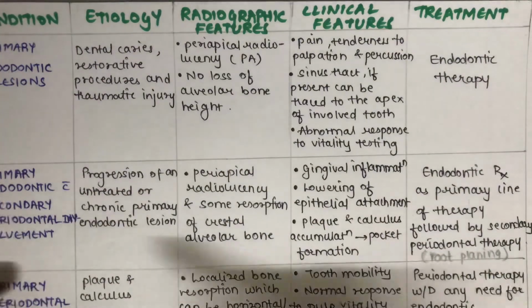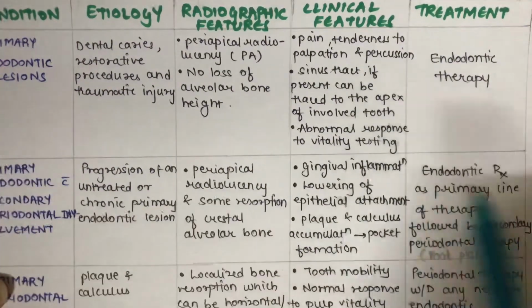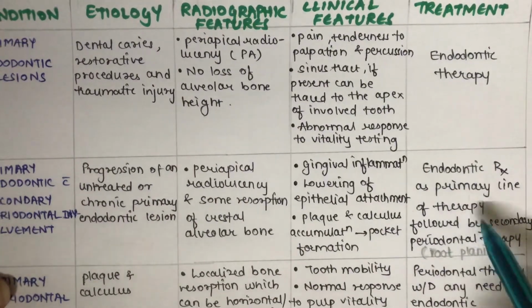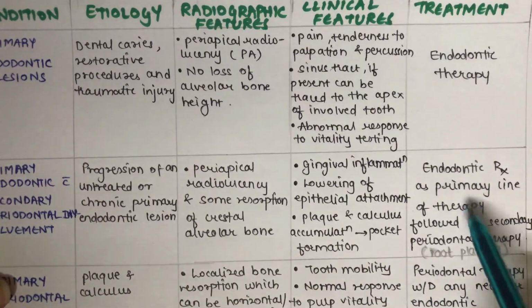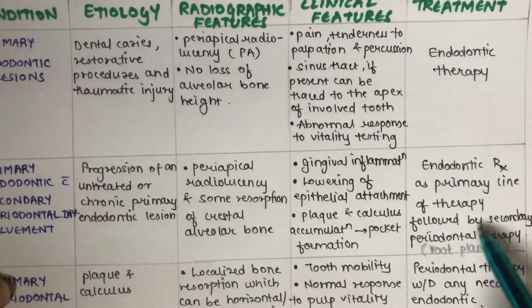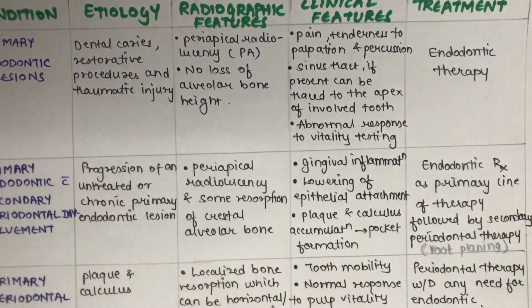Now the treatment: as it is a primary endodontic lesion, first you do the endodontic treatment, and then after this you go with the periodontal therapy, like root planing. So primarily you first start with the endodontic treatment, and after that you go with the periodontic treatment.